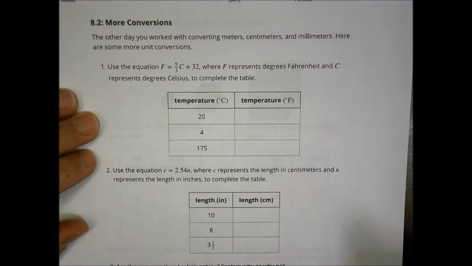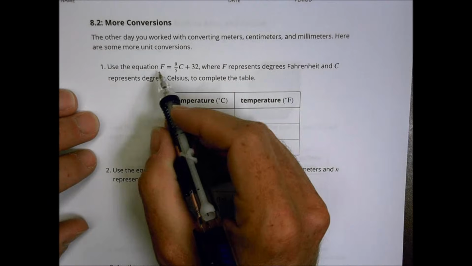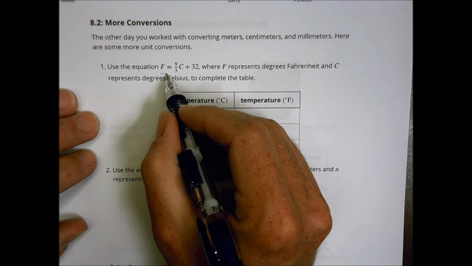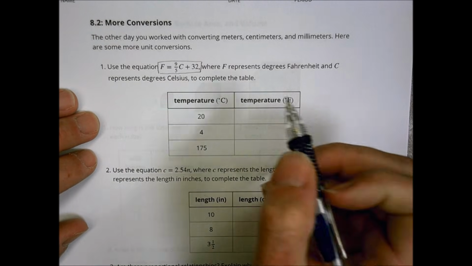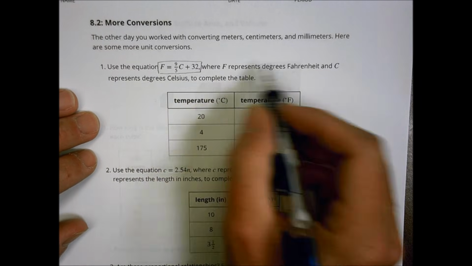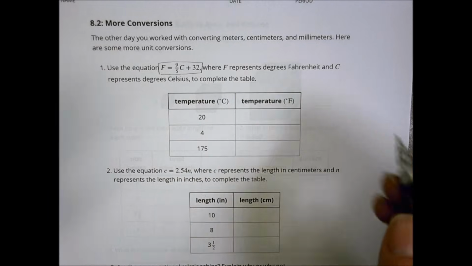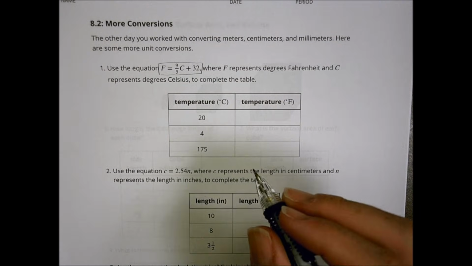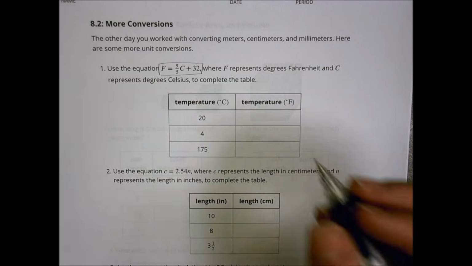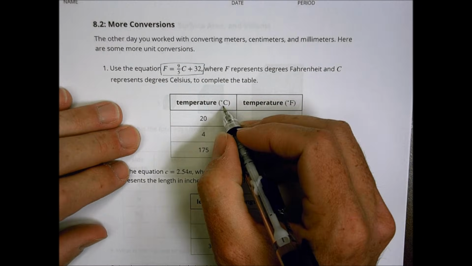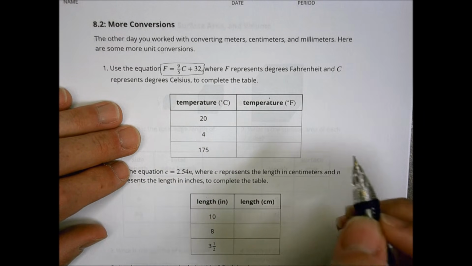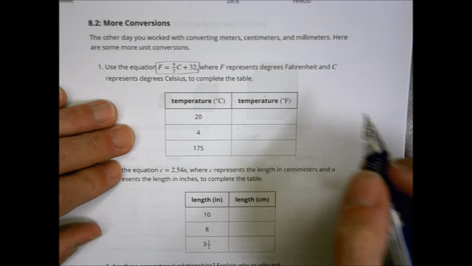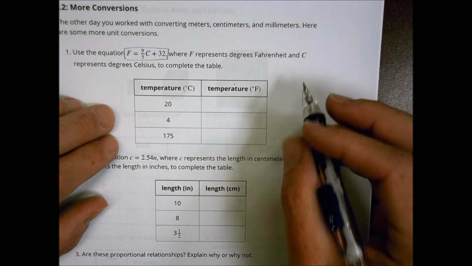When we go to part 2 of this lesson, we're going to use the equation F equals 9/5 C plus 32. This is a conversion formula to change Fahrenheit into Celsius or Celsius into Fahrenheit. It's just a formula you plug values into to figure the other one out. In this case, they gave us the temperature in Celsius, and we want to convert that into degrees Fahrenheit. A little bit of a process, but we can do this.